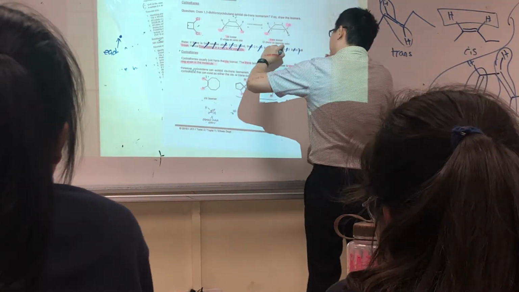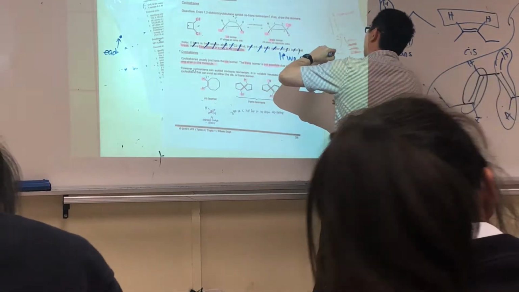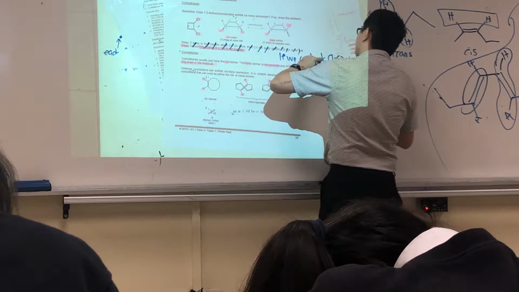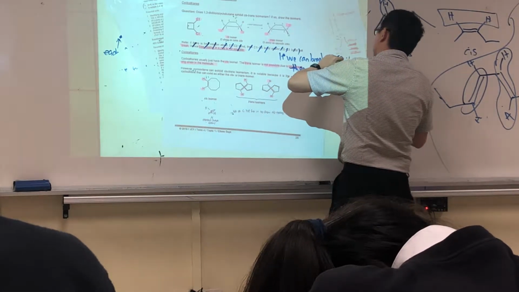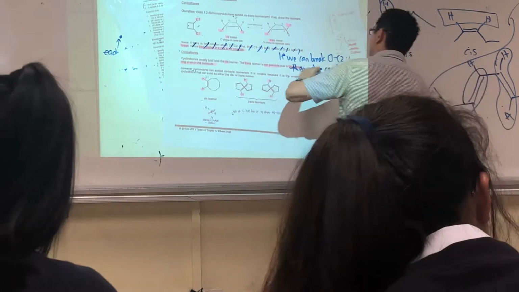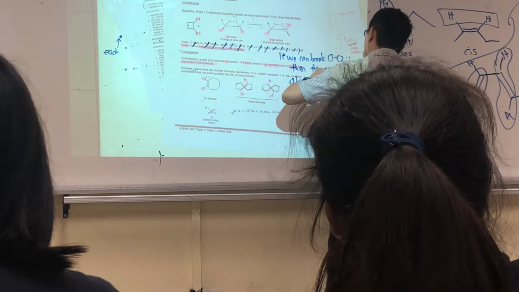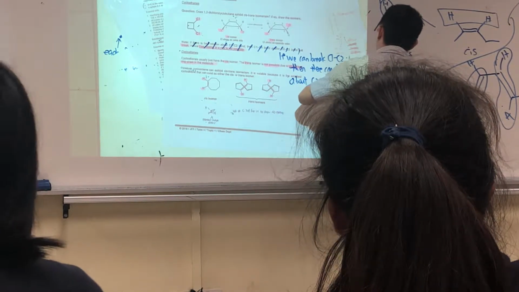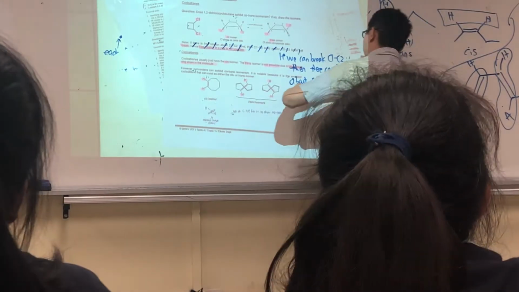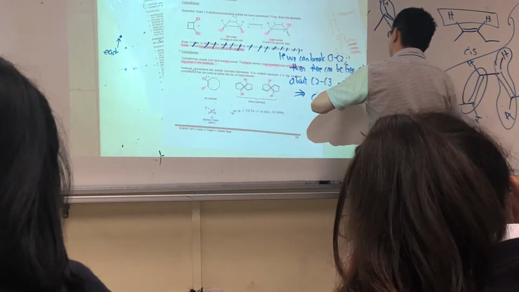So if we can break C1, C2, then there can be free rotation about C2, C3, or C1, C4 bonds. Then, as a result, your cis is indistinguishable from trans, correct?